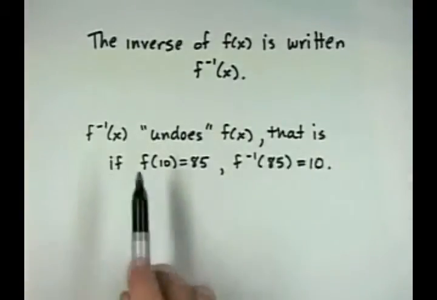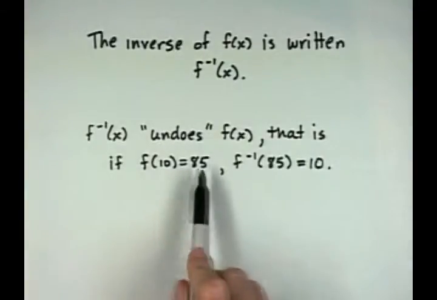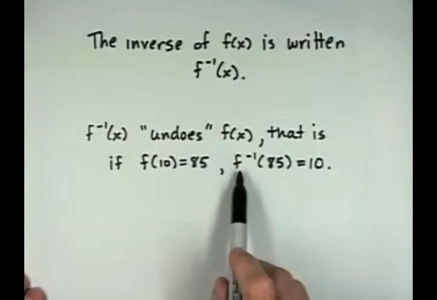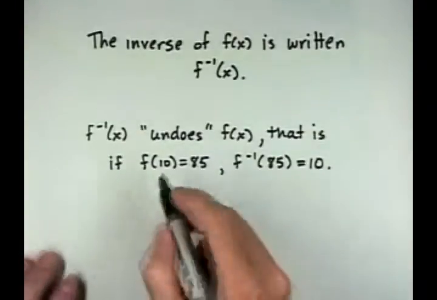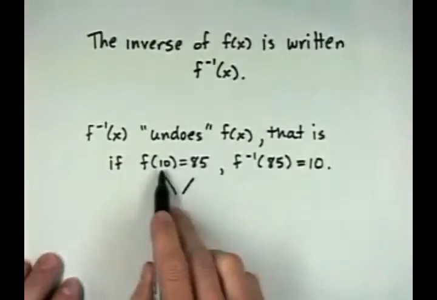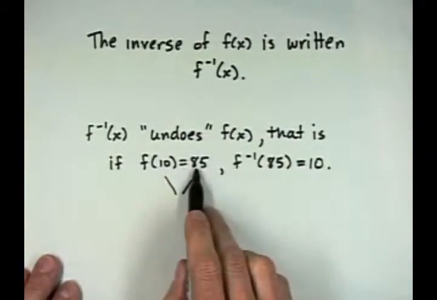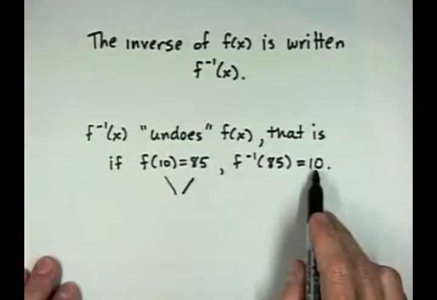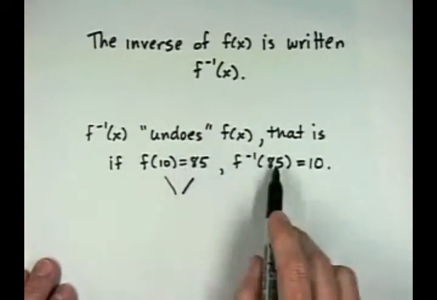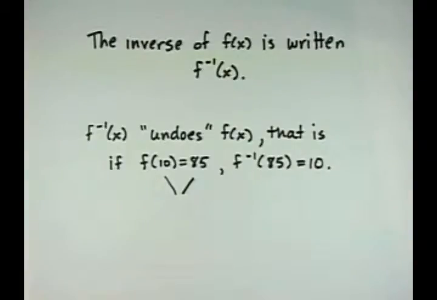That is, if f operates on 10 and gives 85, then the inverse will operate on 85 and give us 10. The idea is that if x is 10 in the function, y is 85. If x is 85 in the function, y is 10. They have their x's and y's in reverse order from each other. That's the information that we'll use to find a rule for an inverse of a function. Let me show you how with an example.